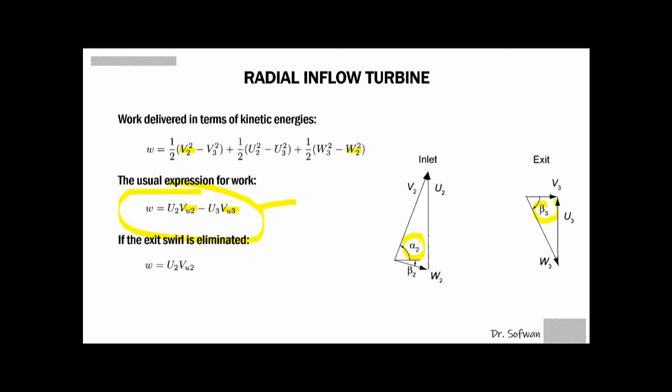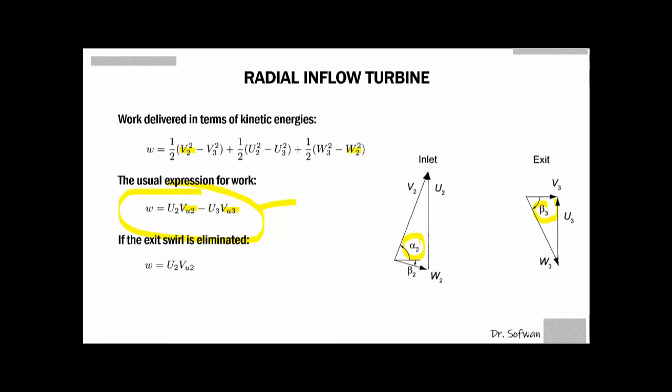The work delivered by a radial inflow turbine could be increased by making VU3 negative, which in the end will sum these two terms. But this would also increase the absolute value of beta 3, and the exit relative Mach number might become too large. If the Mach number is too large at the exit, the flow will choke, which means the flow cannot exit the turbine.